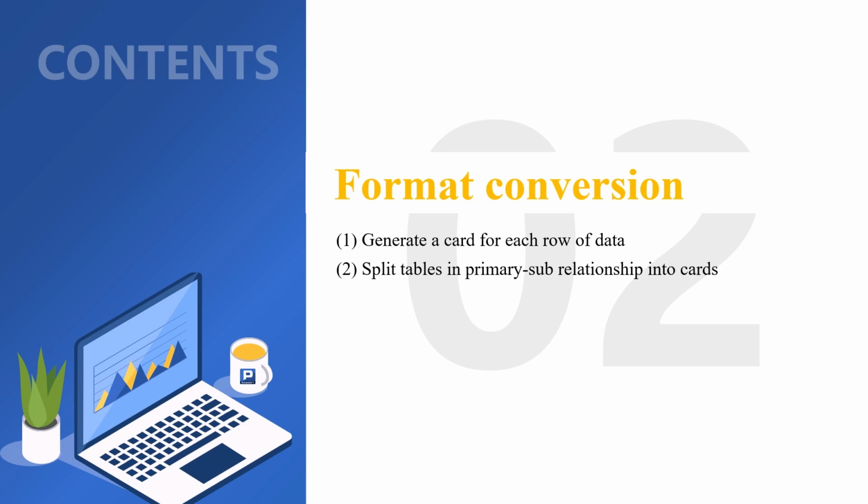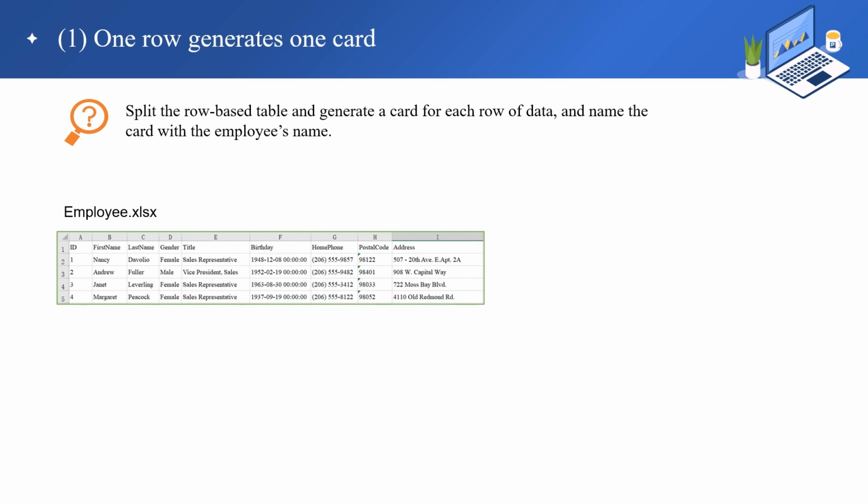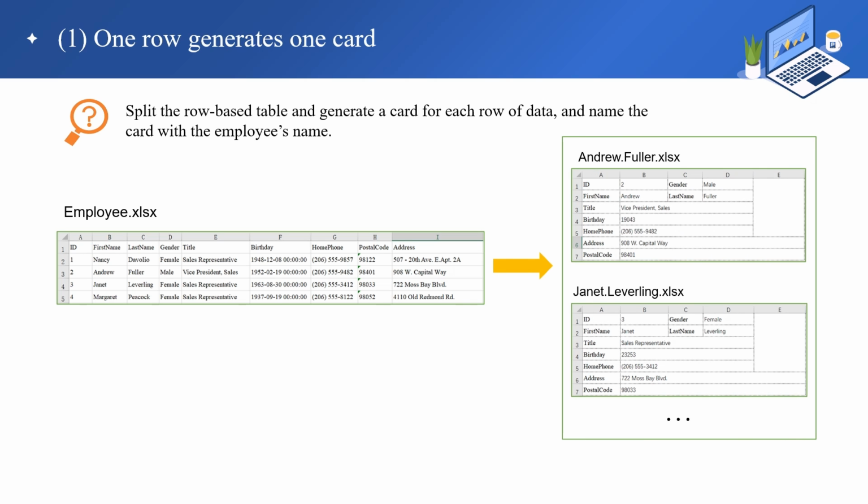Section 2. Format conversion. Sometimes we will also encounter the situation of converting some special-format tables, such as card-style tables and primary-subtables. Let's look at some examples. One: generate a card for each row of data. There is a row-based table employee.xlsx which contains employee information, with each row corresponding to one employee. Now we want to split this table and generate a card-style table for each employee, and name the generated card-style file with the employee's name. As shown in the figure, each card represents one employee.